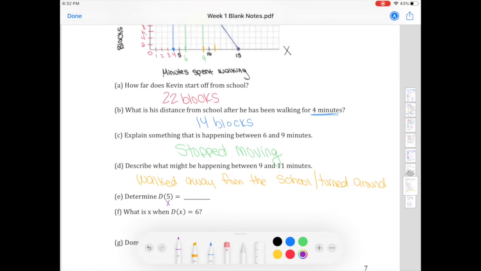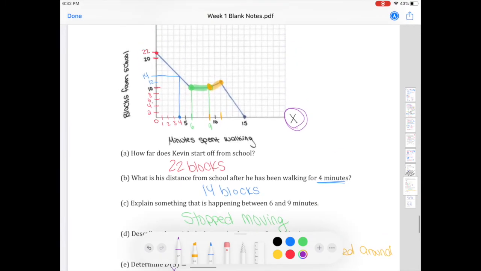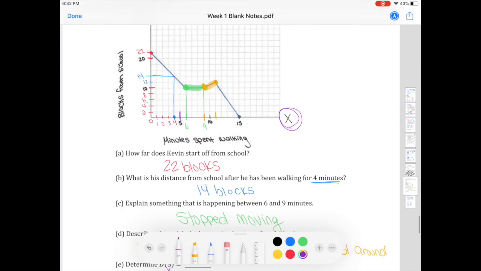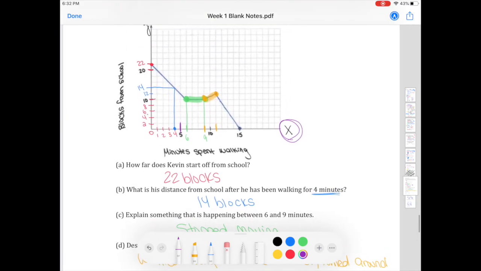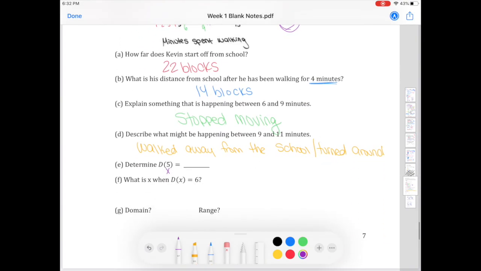Getting back to that input notation, D of 5. Notice 5 is inside of the parentheses, which makes it your input. So that's going to be your minutes spent walking, or looking at your x-axis. So I find 5, which is right here, and it's asking me what the output is. So essentially, how many blocks is he from school after 5 minutes? So I draw my lines, and it falls on 12. So my output's going to be 12.